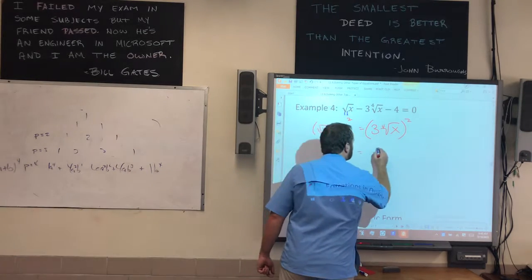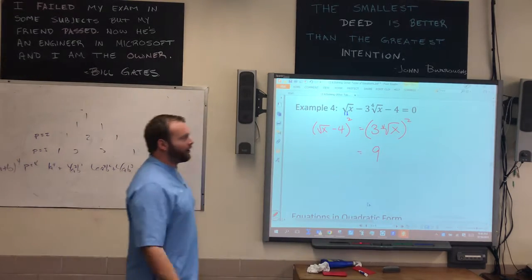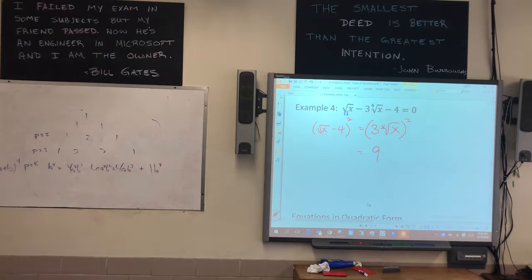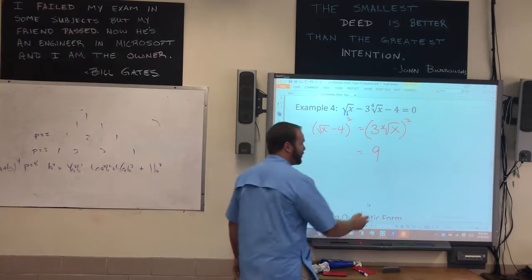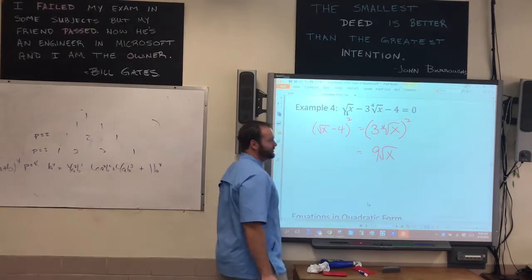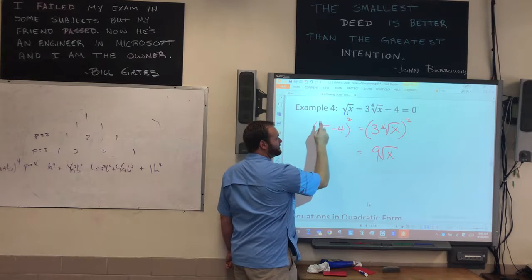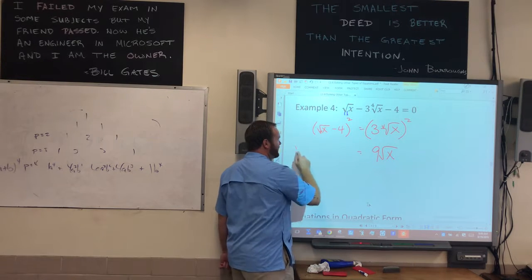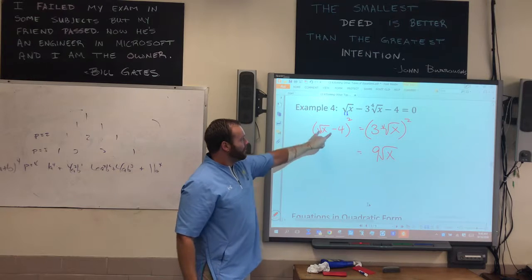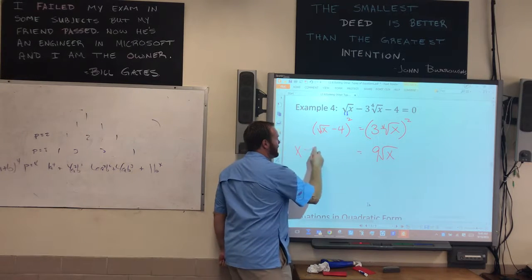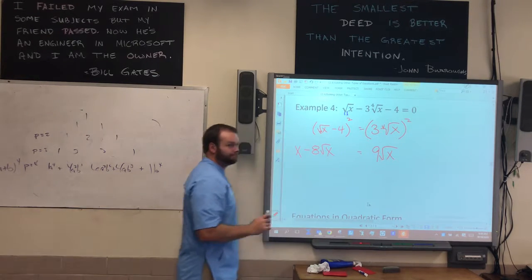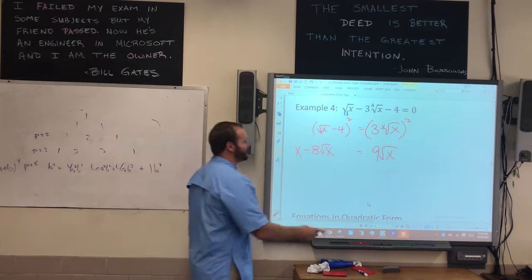I get 9. Okay? Now we've already done an example where we took the 4th root of x and we squared it. So the 4th root of x times the 4th root of x just gives me the square root of x. So that's nice. Okay? Now over here, radical x times radical x. So FOIL this gives me just x. Okay? O and I are going to give me negative 8 root x, right? And last times last gives me 16.